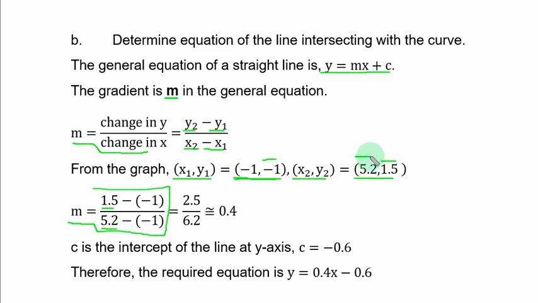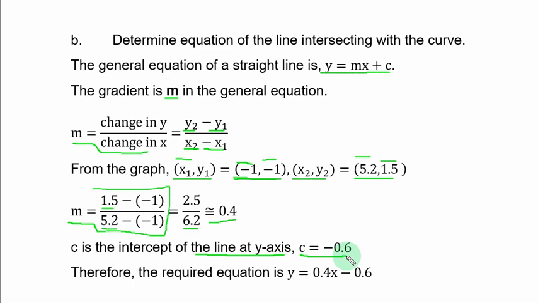5.2 is for s2 minus 1, that is for y1, that is s1. So when you add 5.2 minus 1, it becomes 5.2 plus 1, and that is 6.2. When you divide, you have approximately 0.4. And C is the intercept of the line at the y-axis, and I explained that point to be C equal to minus 0.6.